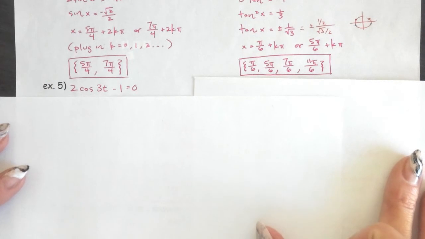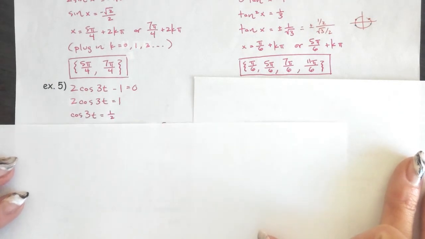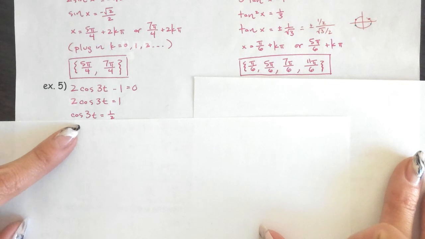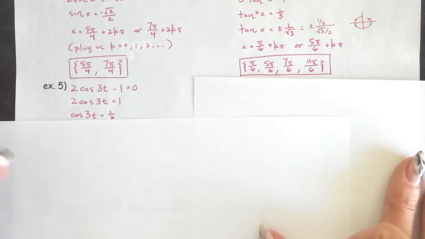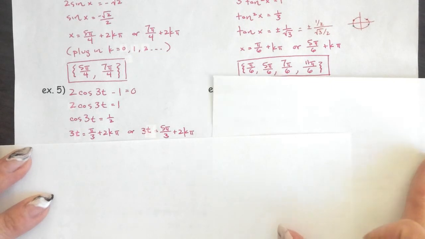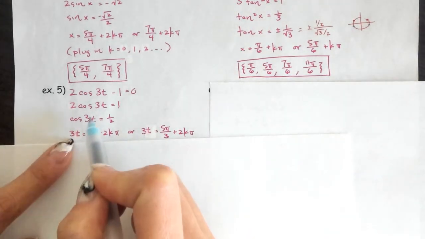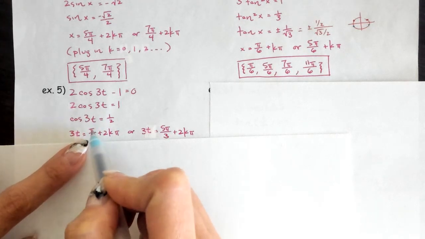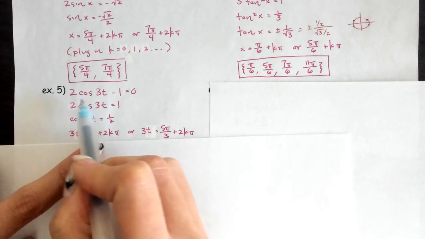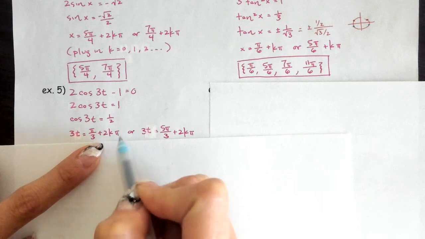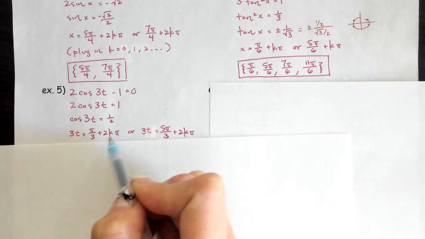So then we add 1 to both sides, we divide by 2, and then we think about where does cosine equal 1/2? That's where 3t is supposed to equal. So then we said, okay, it happens at 2 places. It happens at pi over 3 and at 5 pi over 3. So 3t, this whole quantity, equals this plus 2k pi, because it's a cosine, so I have to think about going around the unit circle a bunch of times.